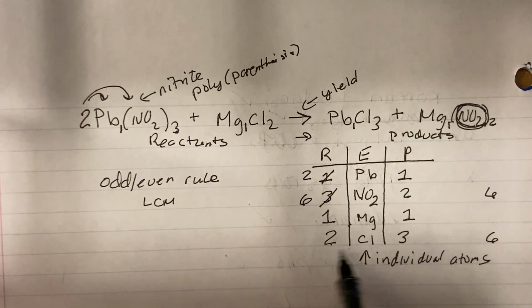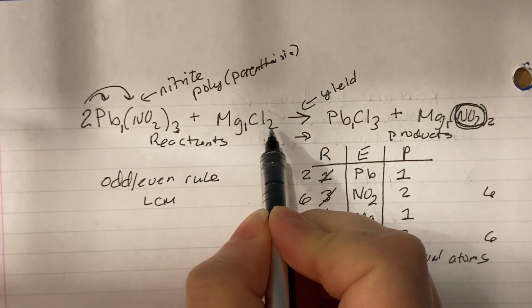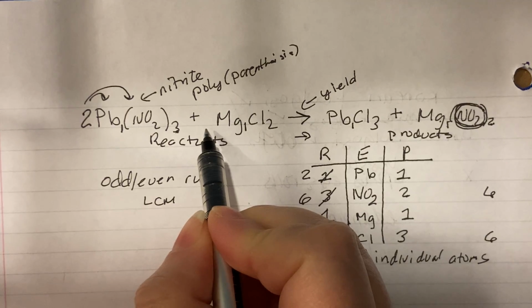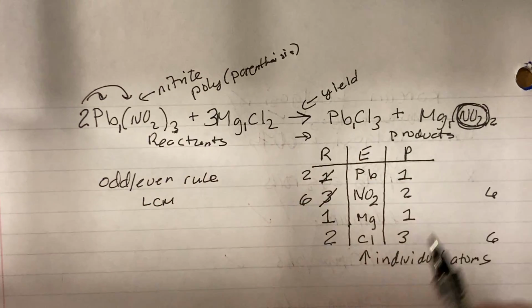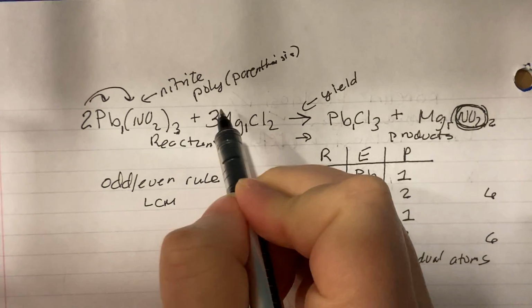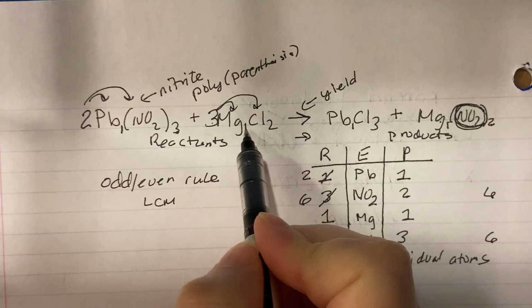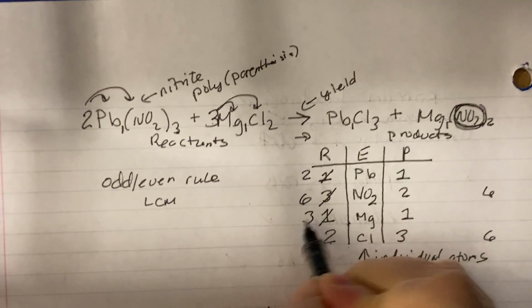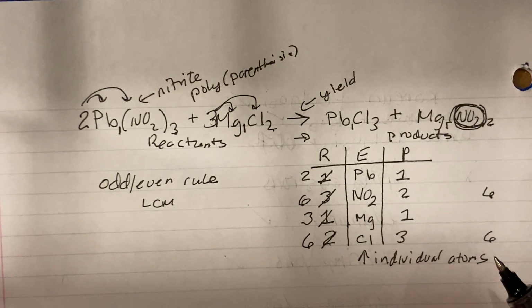Chlorine had a 3-2 rule as well. So instead of 2, I need to get something here to make 6. What times 2 is 6? 3 times 2 is 6. And then update my chart, and make sure you update for magnesium and chlorine. 3 times 1 for magnesium is 3. 3 times 2 for chlorine is 6.